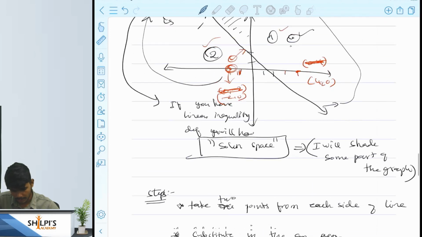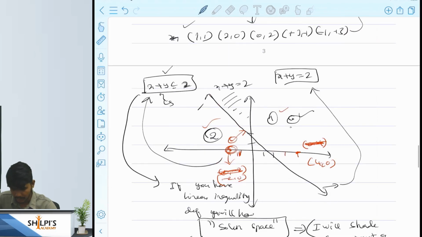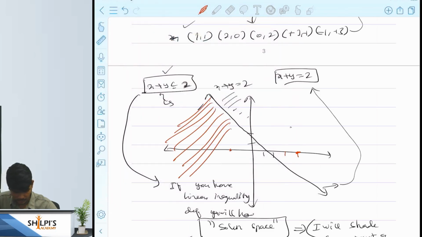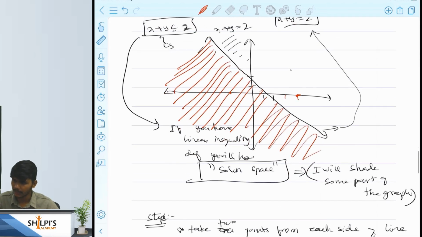So I will shade which part, 1 or 2? This belongs to the second part, this belongs to the first part. The second part I will shade. For example, this is how I will shade this side. Alright. So this is how we will graph linear inequalities.